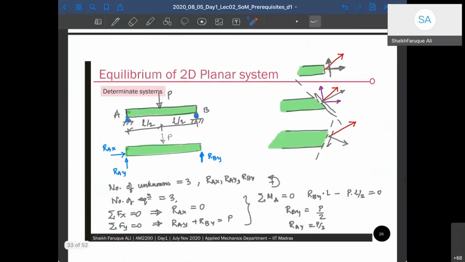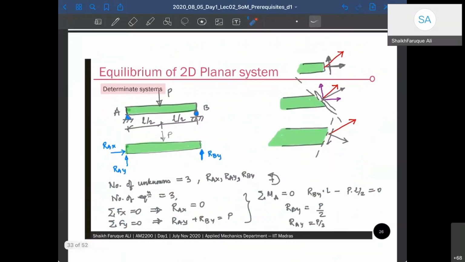Here is one example that we did for a determinate system. Let's say I take a simply supported beam that is drawn here, with two supports, one a roller and one a hinge support, right? And there is a P force acting at the center of the beam. Now, I draw a free body diagram of the body.